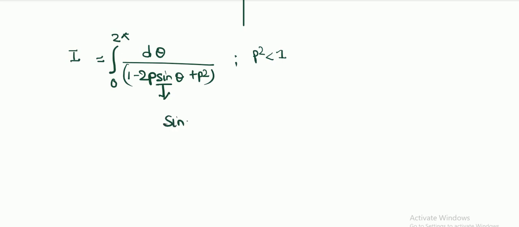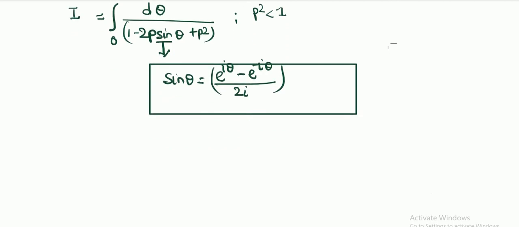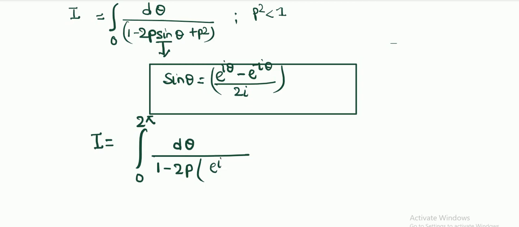Sine theta, as we know, on writing in Euler form, equals e to the power i theta minus e to the power minus i theta by 2i. You can write sine theta in terms of the Euler method like this. Now on putting the value of sine theta in the given integral, we get I equals the integral from 0 to 2 pi, the limit given, of d theta by 1 minus 2p times e to the power i theta minus e to the power minus i theta by 2i, plus p square.